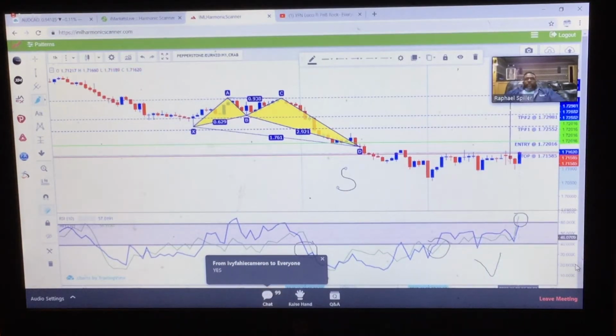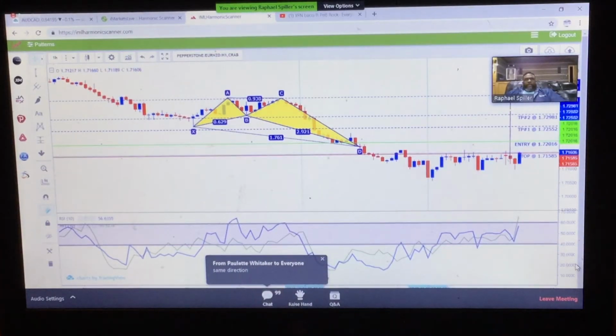You want them both going where? In the same direction. Somebody tell me where you want money flow and RSI going. In the what? Same direction. Where do you want them going?